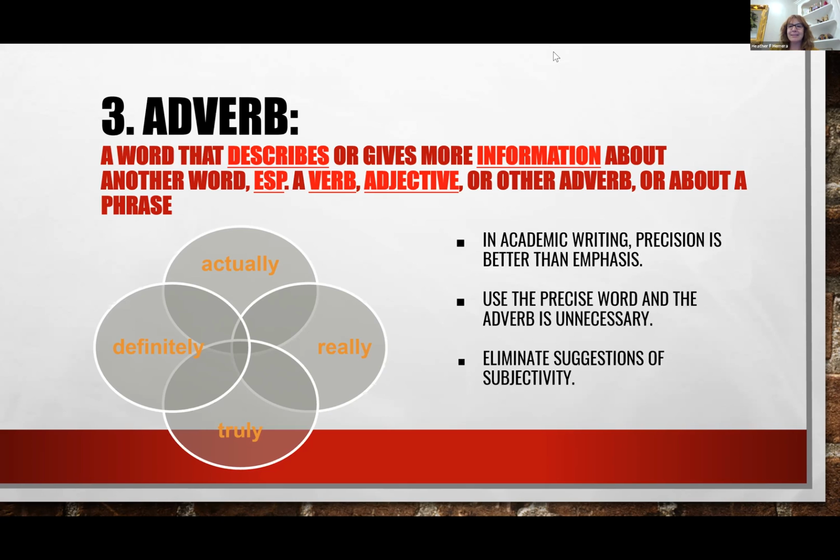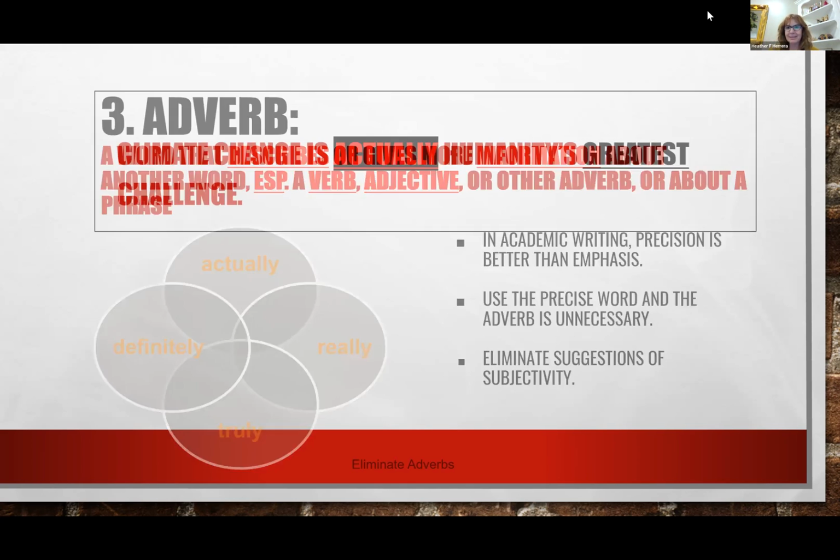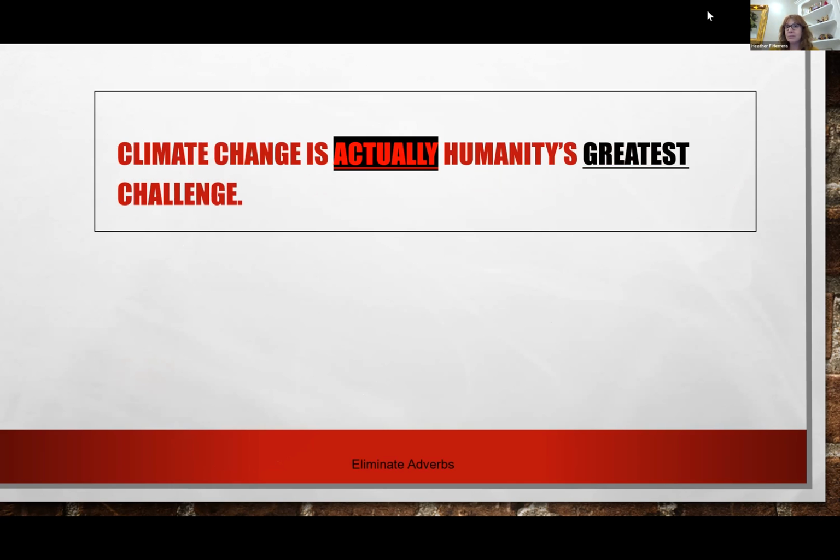Let me show you a couple of examples to see if it helps. Here's an example from a student. The first sentence of a paper was, climate change is actually humanity's greatest challenge. Now, again, I said, if you could just go through your work and eliminate every word that ends with ly, you're doing yourself a favor. Already the paper is going to be better.